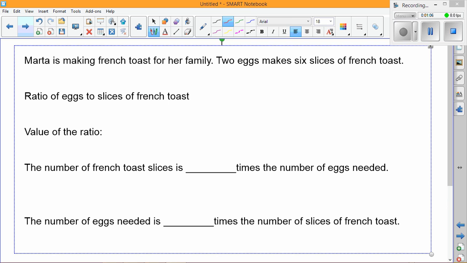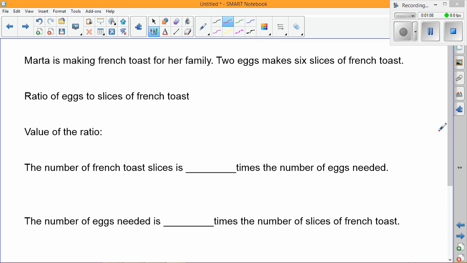Now let's do an example to talk about what the value of a ratio is. Marta is making French toast for her family. 2 eggs make 6 slices of French toast. The ratio of eggs to slices of toast is 2 to 6. Now we can rewrite this as 2 over 6.